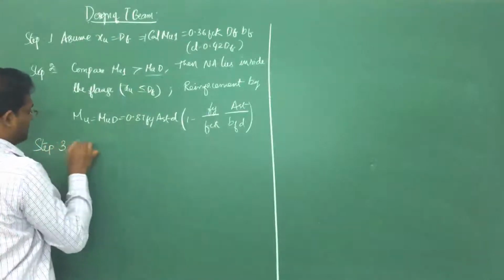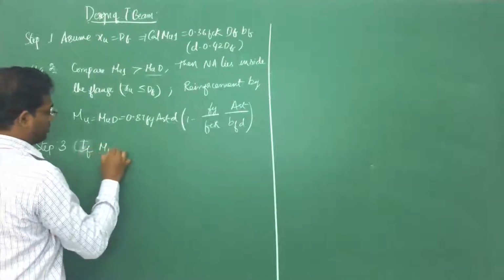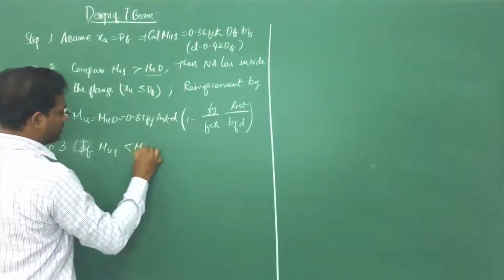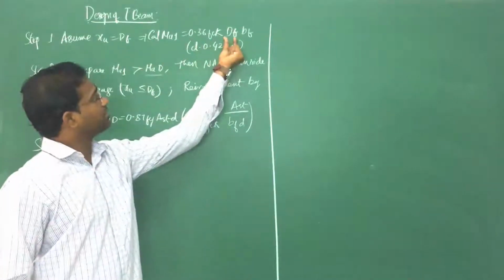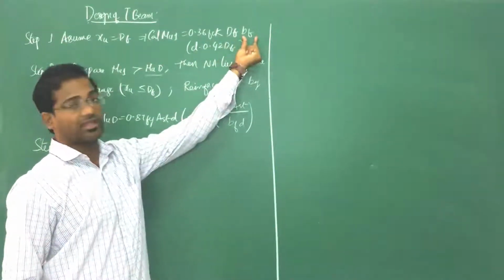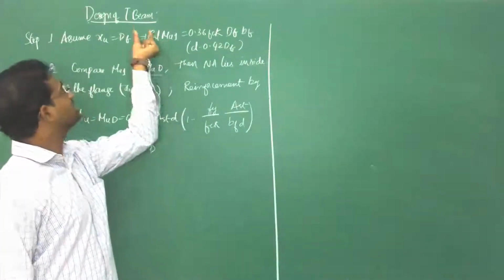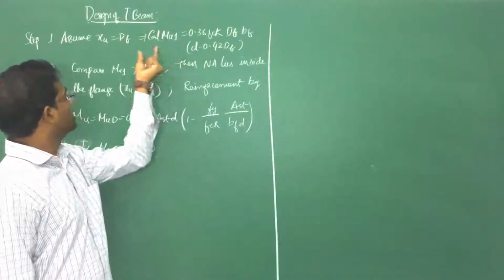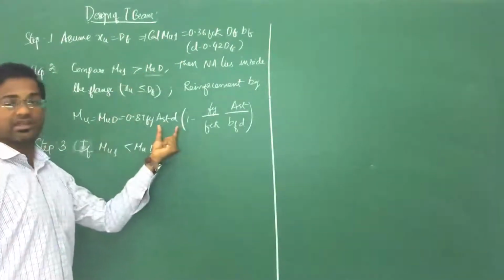Step number 3. If Mu1 is less than Mud, so what we do is we will first assume the breadth of flange and effective depth, and we calculate the moment of resistance. It is a design, it is in our hands. So we will compare with the design moment. If this condition is there, we can directly calculate the Ast.